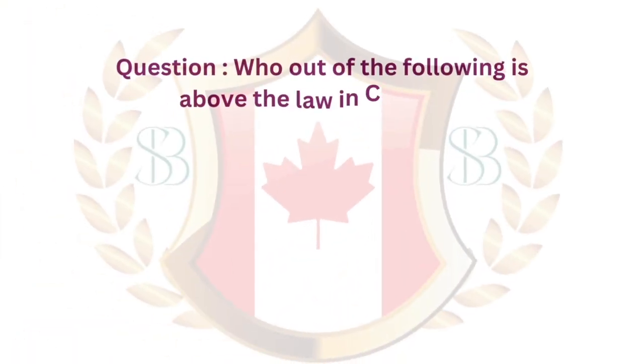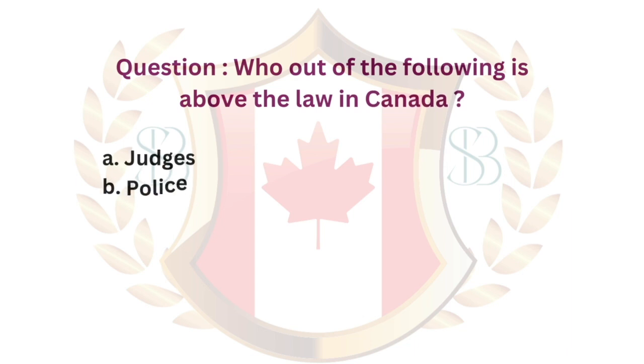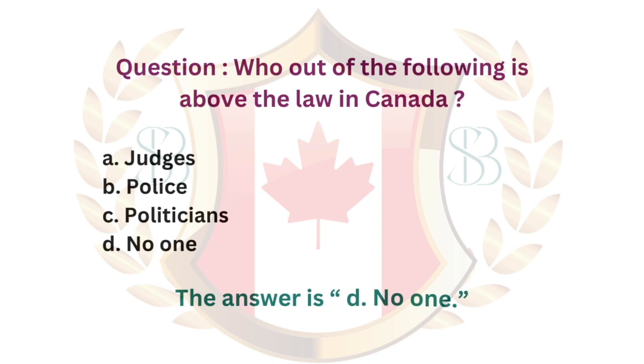Question. Who out of the following is above the law in Canada? A. Judges. B. Police. C. Politicians. D. No one. The answer is D. No one.